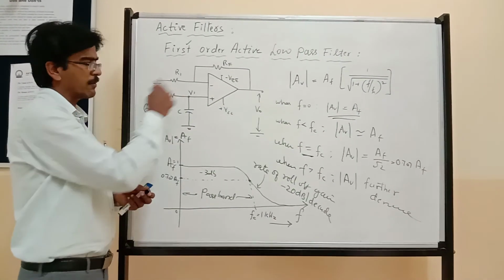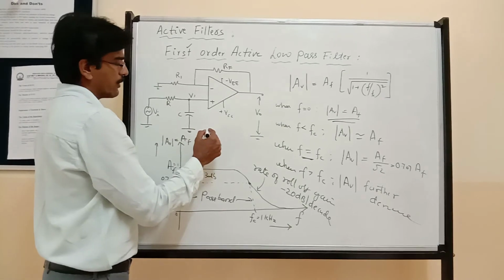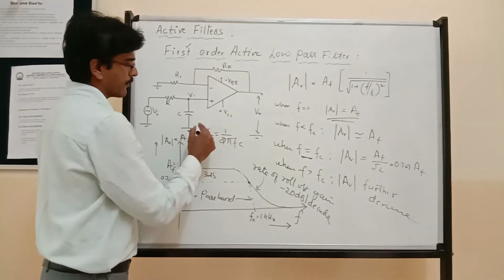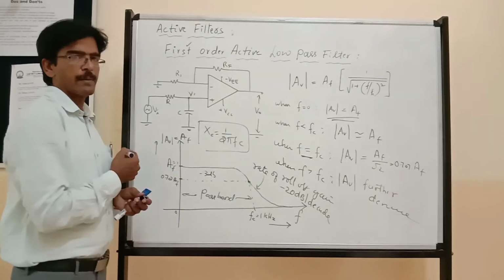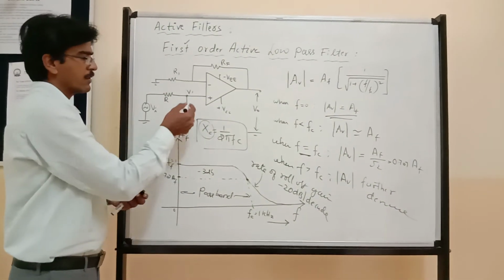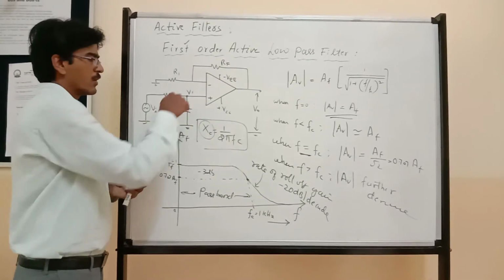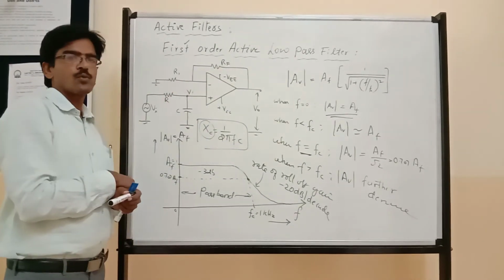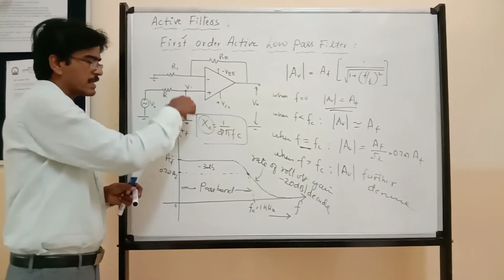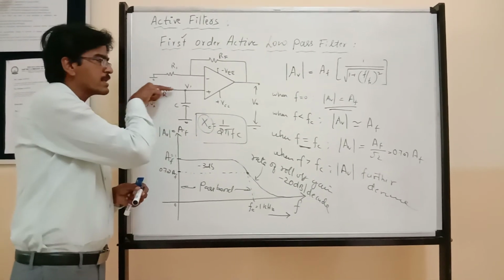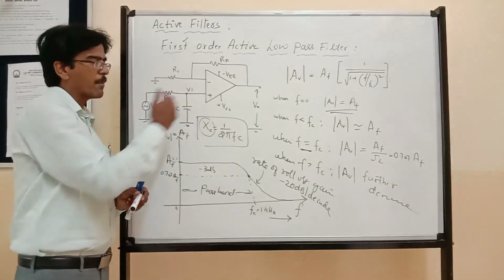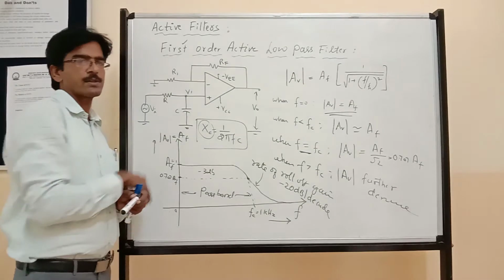So practically, what is going to happen here? We know that Xc equals 1 by 2 pi Fc. So at low frequency, reactance is very high. When reactance is very high, it acts as almost an open circuit. It will not allow any signals towards the ground. All the signal will be passed to the non-inverting terminal of the op-amp, hence all the signals will be passed.